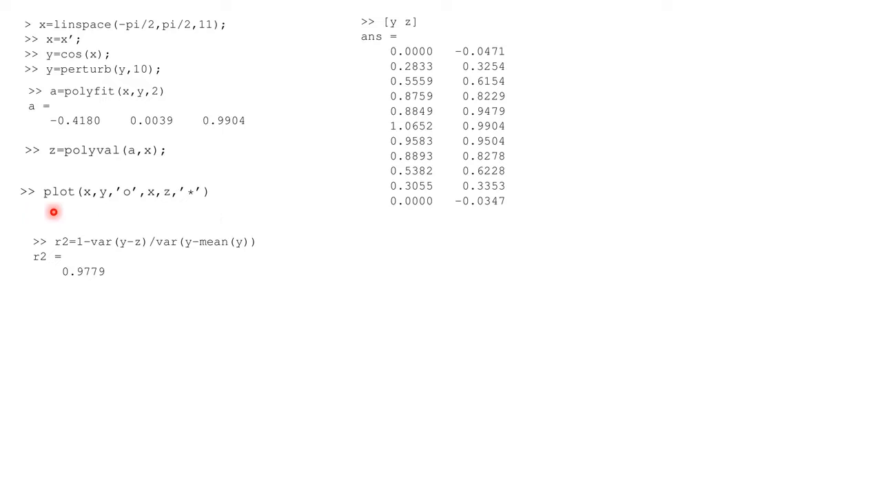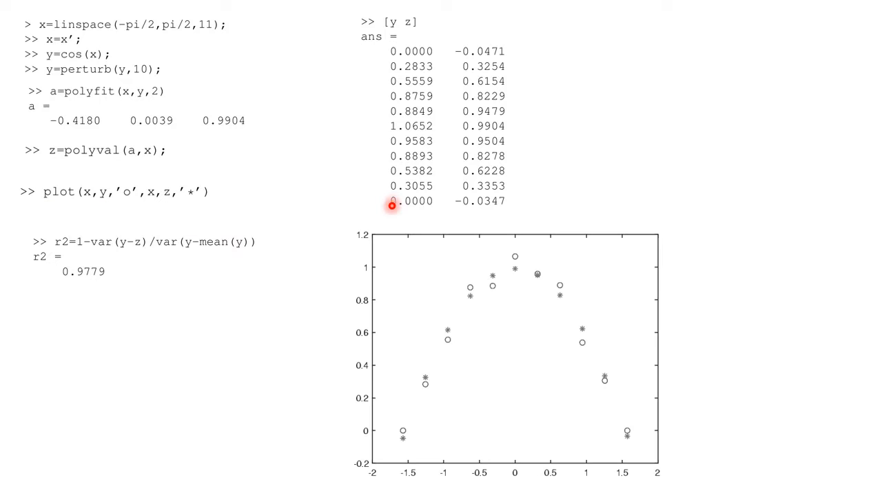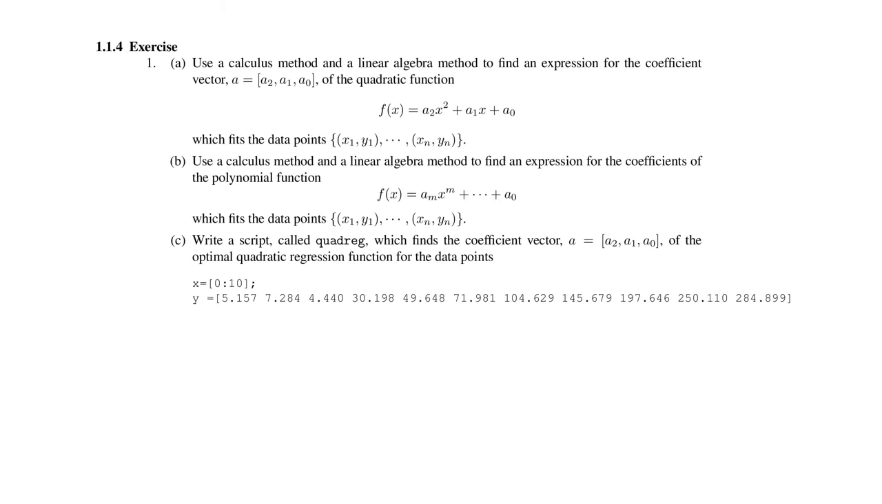And if we plot them, then they look like so. And what is the R squared statistic? The coefficient of determination. We compute that here. R2 is 0.977.